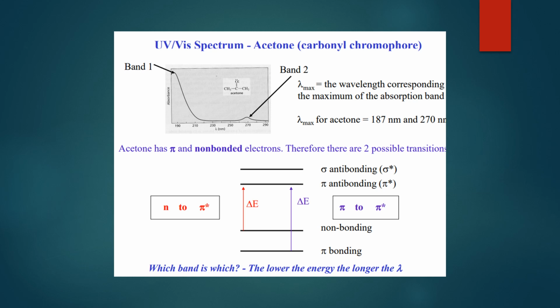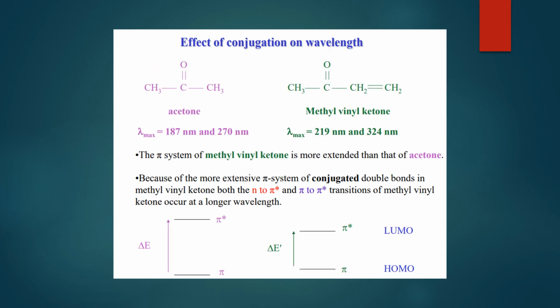So this is a UV visible spectrum of acetone. You can see there are two bands, one around 187 nanometer and the second one around 270 nanometer. And acetone, from the structure we know that acetone has pi and non-bonded electrons in it. So there are two possible transitions, n to pi star and pi to pi star. As you can see, the red one is n to pi star transition and the blue one is pi to pi star transition. n to pi star transition has lower energy, that means higher wavelength, and pi to pi star transition has higher energy, that means lower wavelength.